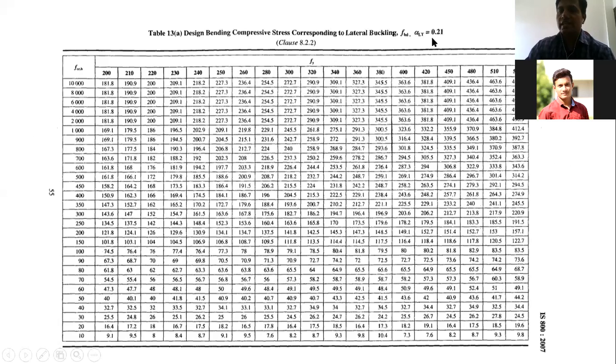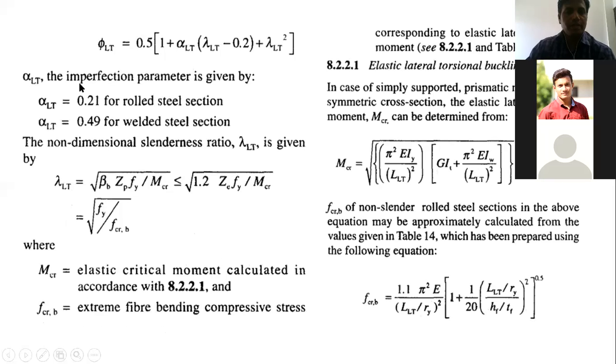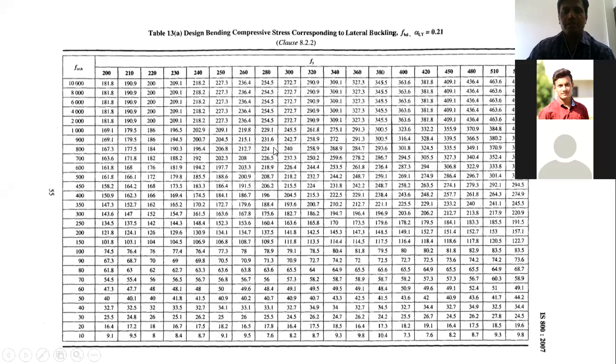Now this is alpha LT. This is for 0.21. I already told you, once again I am telling you, this is chi LT 0.21 for the rolled steel section. If you are designing a welded plate girder or the welded steel section, that table will be for 0.49. But normally we'll use the rolled steel section. Therefore, always remember one thing: you have to take 0.21.